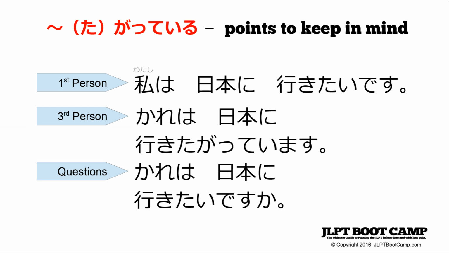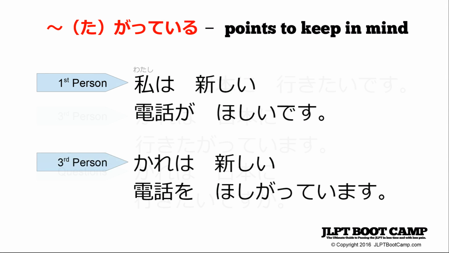So something to remember. In third person sentences, you would use tagateiru. In questions, and first person, you would use tai. And one more thing to keep in mind is about particle use. If you're talking about wanting an object, hoshi. So for first person, you'd say watashi wa atarashii denwa ga hoshii. Notice the ga particle there to talk about what you want.